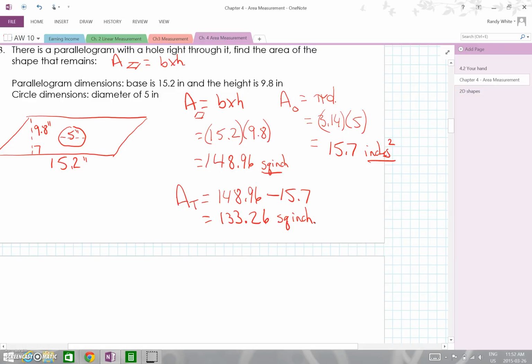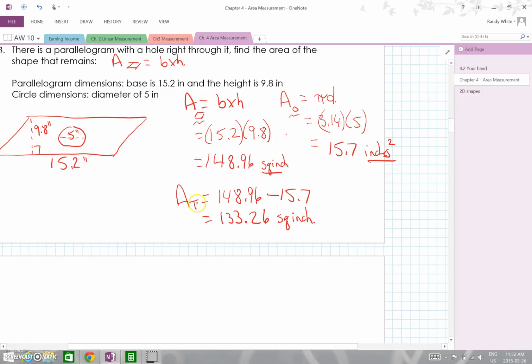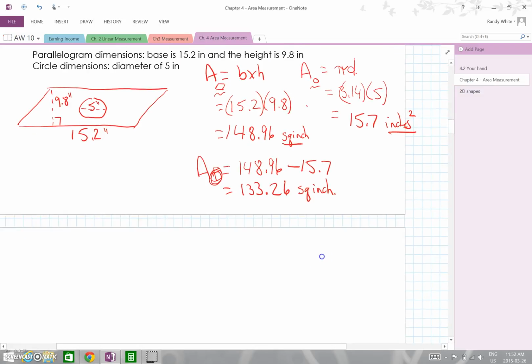Perfect. So it'll be good for you as you're going along to use these little symbols here. Okay, circle, T for total, and that will help you eliminate any kind of confusion as you go along.